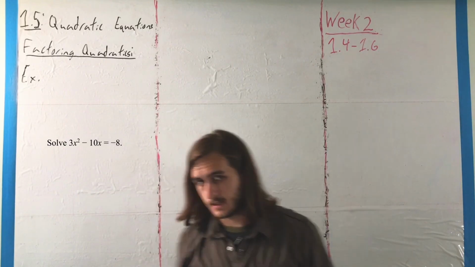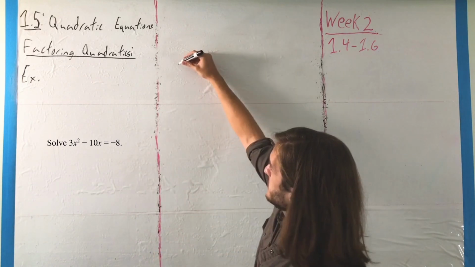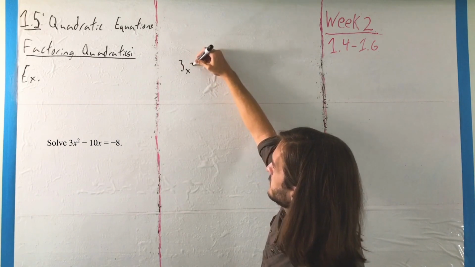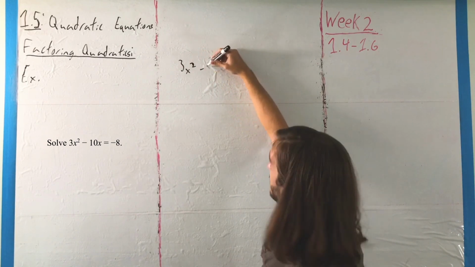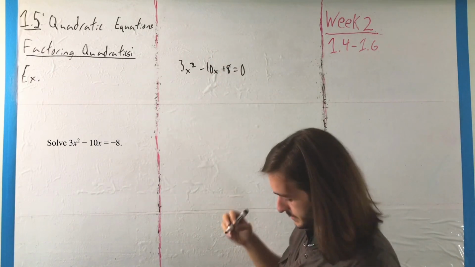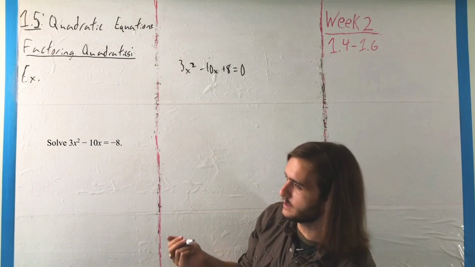So for our first example, we want to solve the equation 3x squared minus 10x equals -8. And the first thing I want to do here is get it into that standard form so factoring looks more reasonable. What we're going to do is take that 8 and just pull it over. So we'll have 3x squared minus 10x plus 8 is equal to 0. And then from there, it takes a little bit of thought.